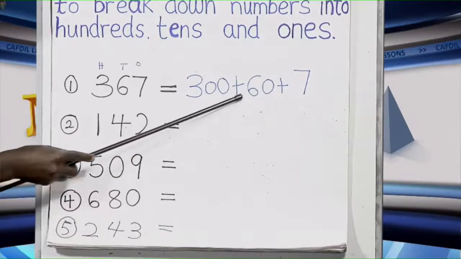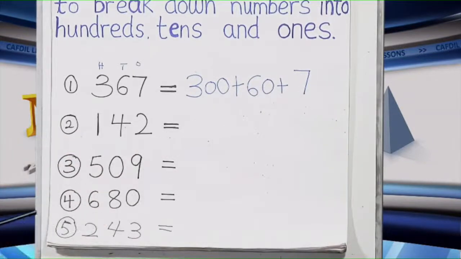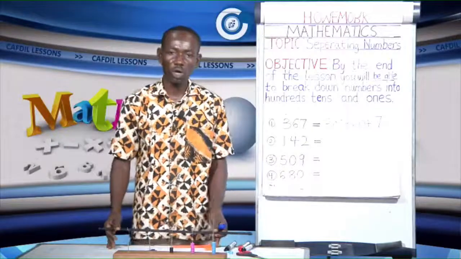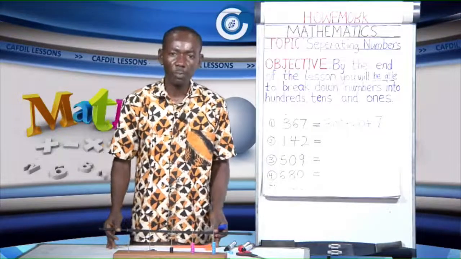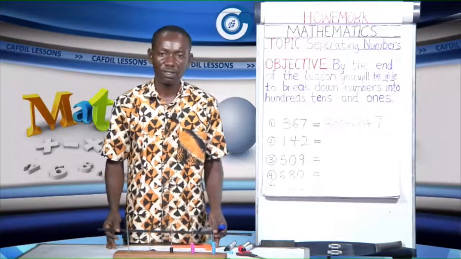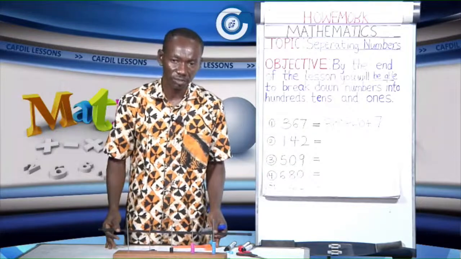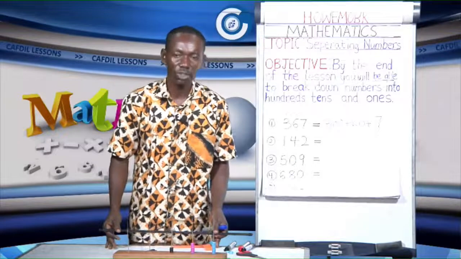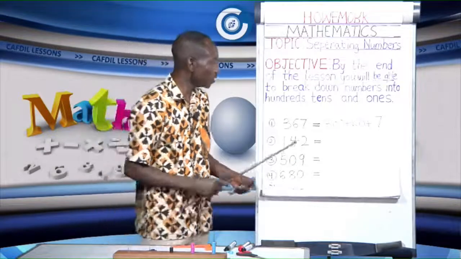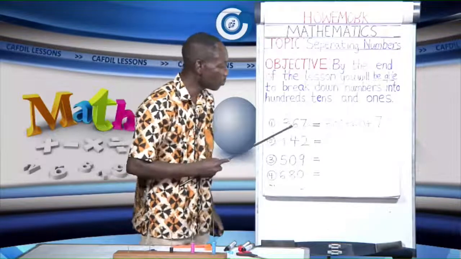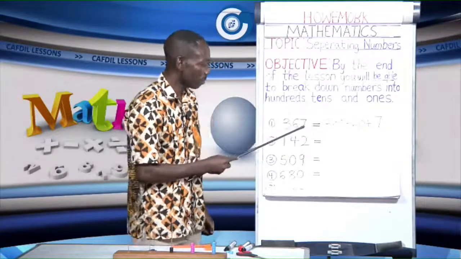When we are able to write it this way, we call it separation. Repeat after me. Separation. Well done. You can also call it decomposition. Repeat after me. Decomposition. Good. So we have been able to separate this number.